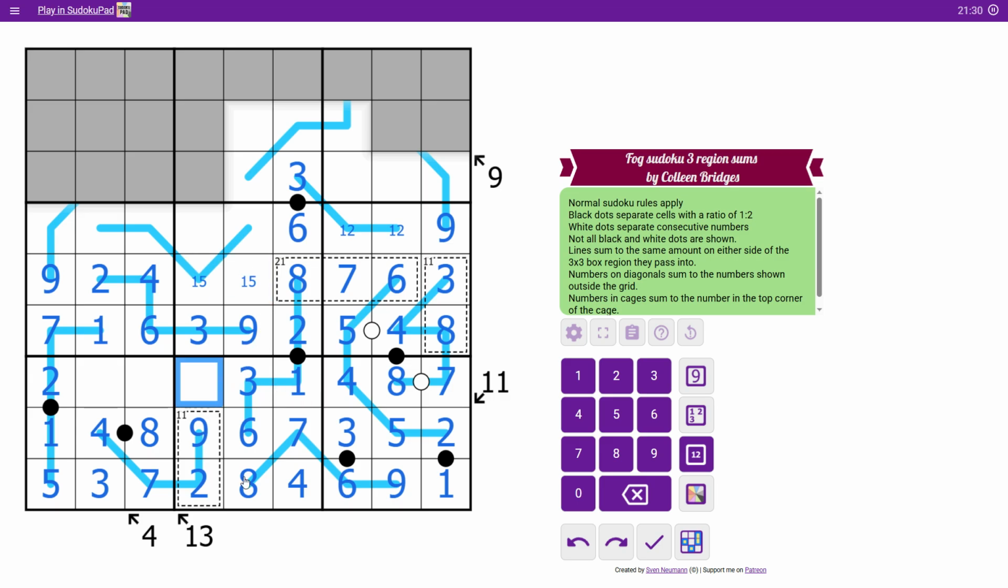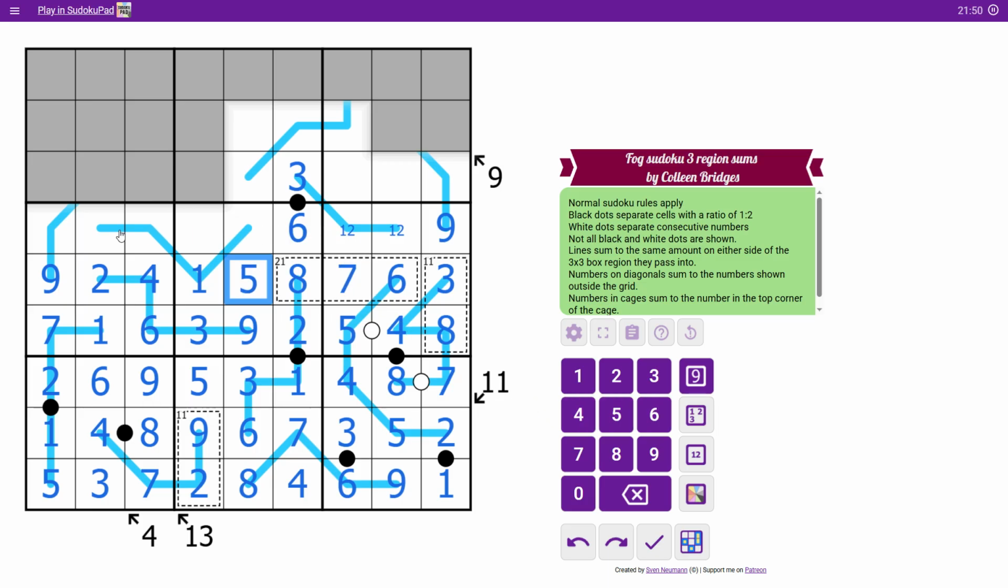We can get, however, the last one in this box. 1, 2, 3, 4. It's got to be a 5. And in this box, 1, 2, 3, 4, 5. We need a 6 and a 9, isn't it? So that's the 6 there, and that's the 9 there. And this one got resolved then as well.